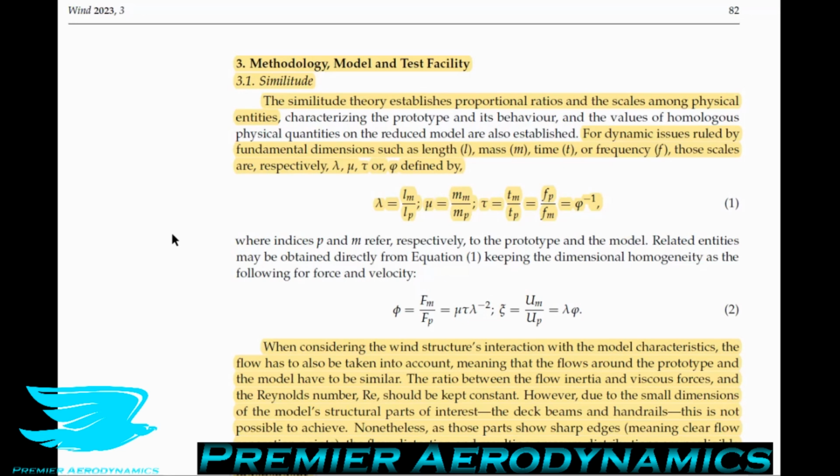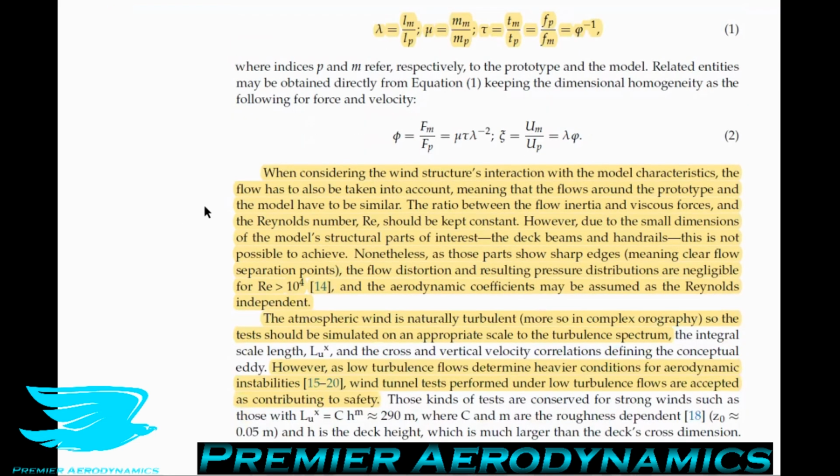These are important characteristics to get the same, or if not the same, very similar between your test object and real life to make sure that you're getting the same phenomena occurring. So they say when considering the wind structure's interaction with the model characteristics, the flow has to be also taken into account, meaning that the flow around the prototype and the model have to be similar. The ratio between the flow inertia and viscous forces, the Reynolds number, should be kept constant.